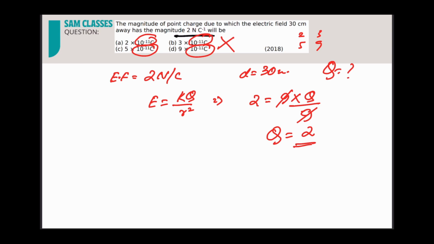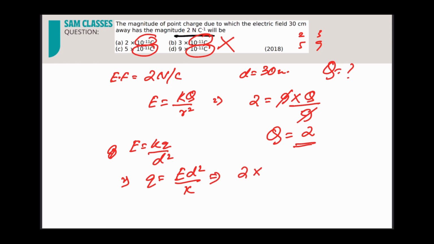Directly put the values, you'll get exactly the same thing, students. Let's see how to solve it with all the values and everything, if you want to solve. So Q, we already know E is equal to KQ by D square. Correct. So from here Q is equal to ED square by K.